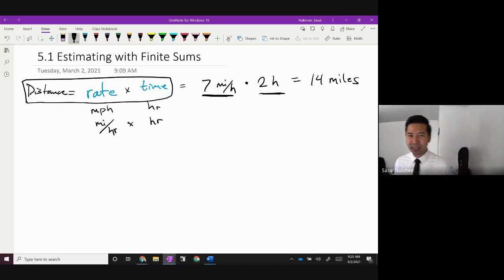Does that make sense, guys? If you're in your car and you're going 60 miles per hour and you've been driving for 2 hours, doesn't it stand to say that you've traveled a total distance of 120 miles? Hopefully.